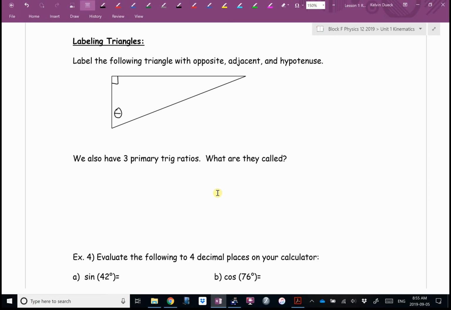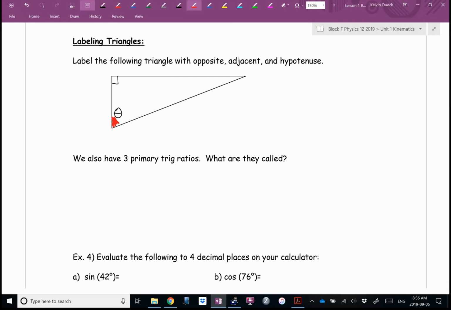So it says, label the following triangle with opposite, adjacent, and hypotenuse. I have the habit of, once I see which angle we're talking about, I often go color, color, color, color, color, just to help my brain focus on it. It's a dumb way, lazy way for me to make sure I know which angle I'm talking about.